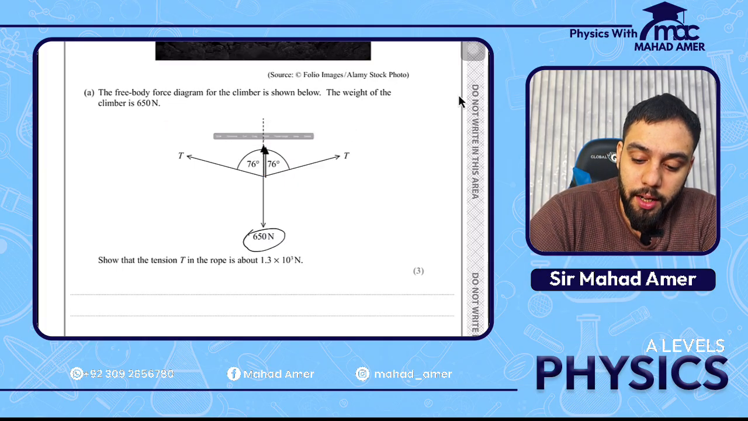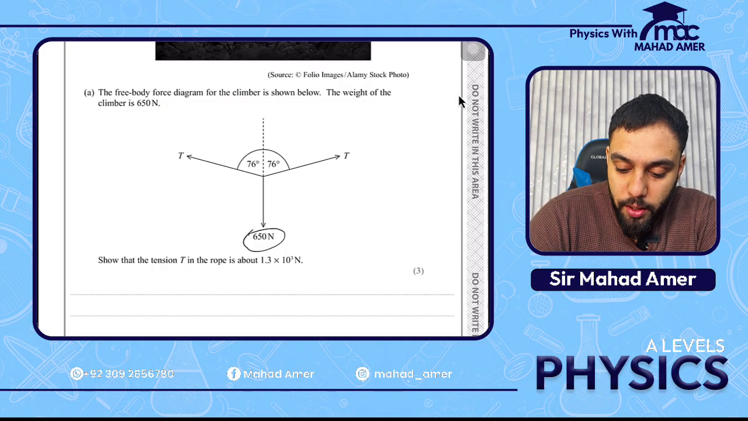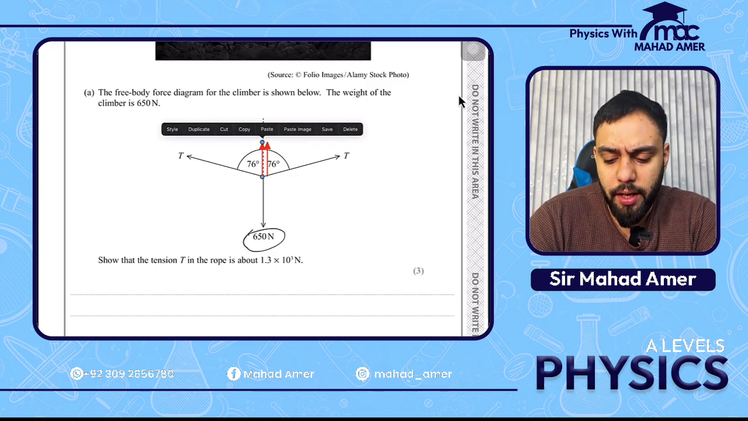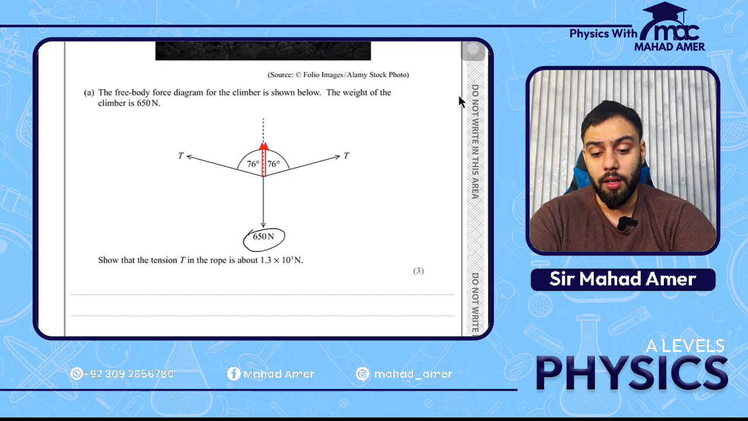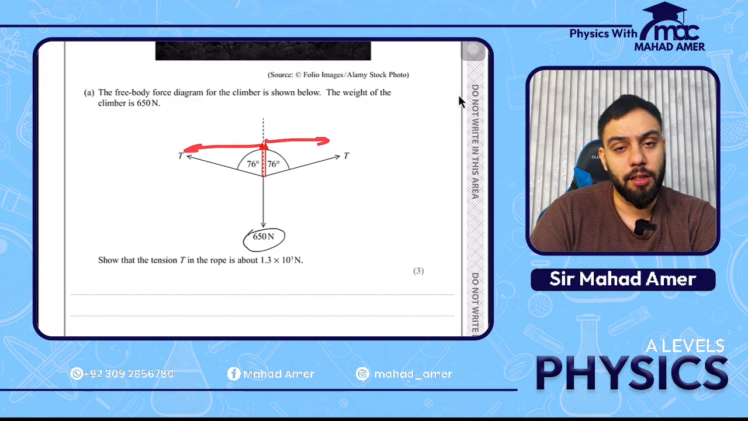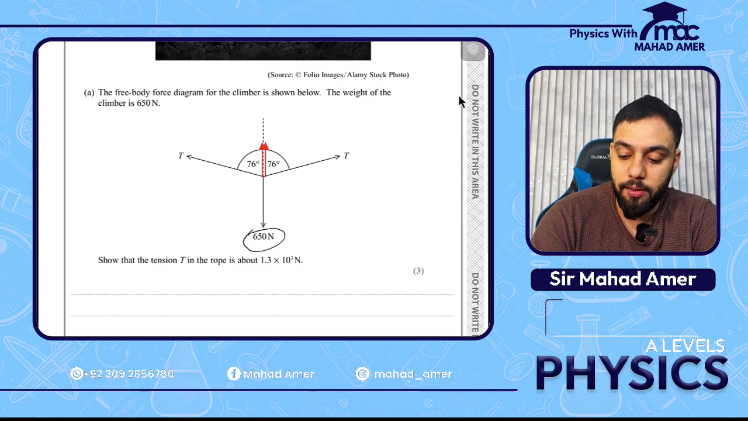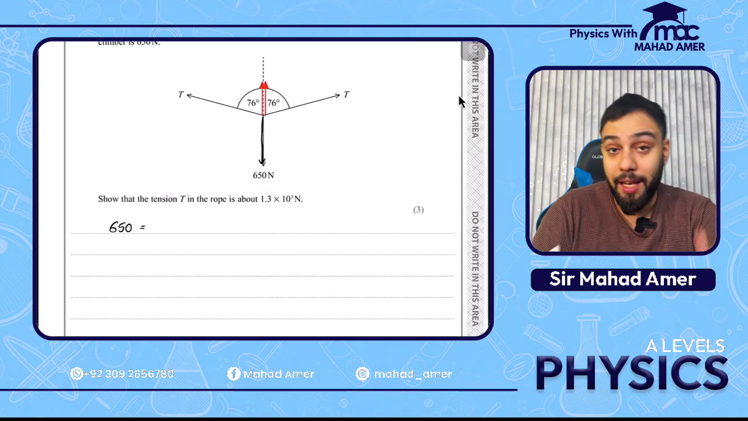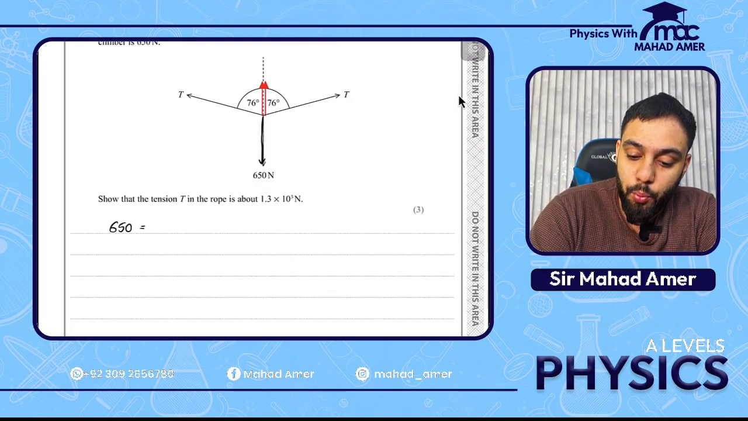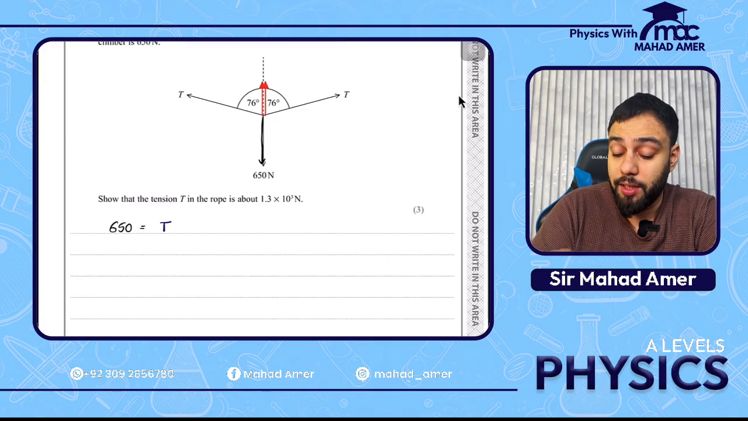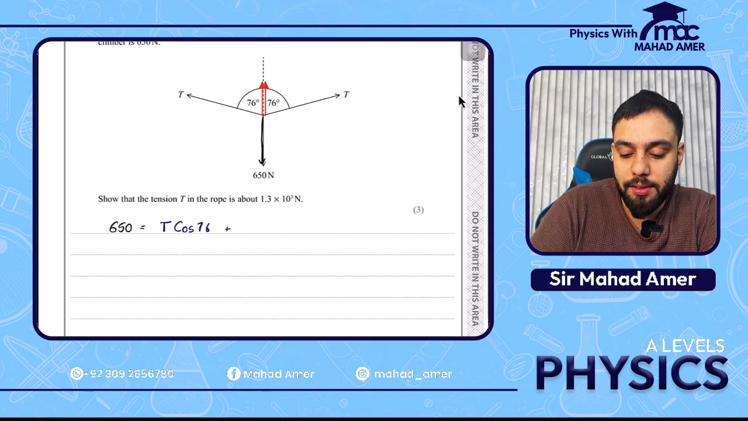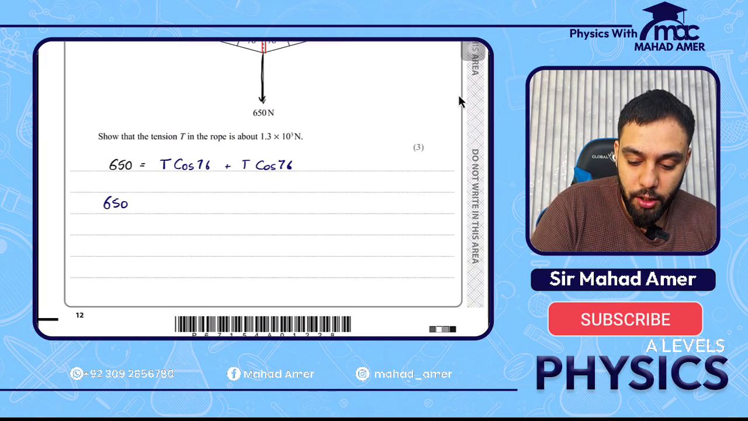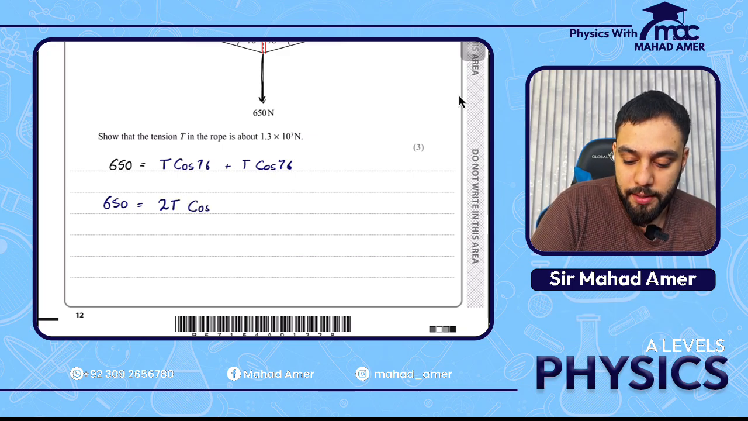Now you need to realize that these tensions have two components. One is the vertical component, for both of the tensions, and the other is the horizontal. We generally don't need the horizontal component right now. Both of those horizontal components will balance each other out because it's in equilibrium. All forces are balanced. You need to realize that the downward force is 650. That would be equal to the upward force in this case, which would be T cos 76 plus T cos 76. Now that becomes 650 equals 2T cos 76.